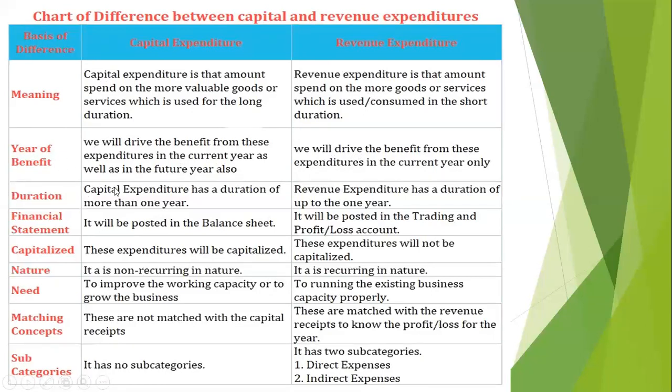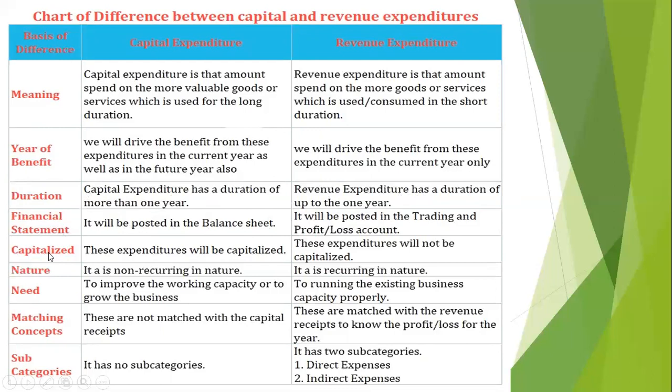Duration. Capital expenditure has a duration of more than 1 year. Revenue expenditure has a duration of up to 1 year. So this is the basic point, that it is used for more than 1 year and it is used within 1 year. Financial statements. Capital expenditure will be posted in the balance sheet. On the contrary, revenue expenditure will be posted in the trading and profit and loss account.